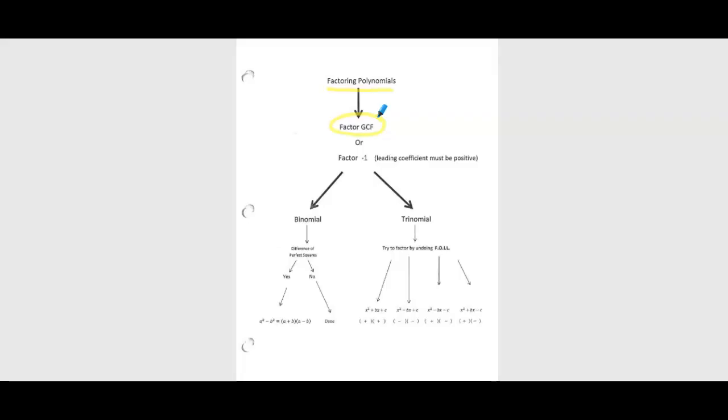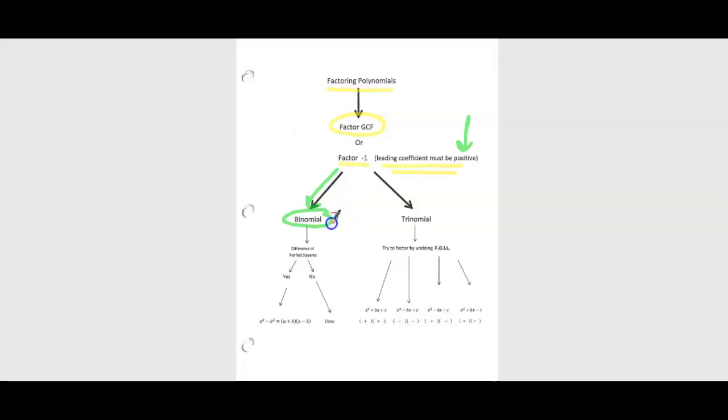If the polynomial has a greatest common factor or the leading coefficient is not positive, you have to factor out your greatest common factor, or you have to factor out a -1 because you always want your leading coefficient to be positive. So we want that first term to be positive when we factor. After you check for those two things, because this note sheet is going to check for those two things, then you ask yourself if it's a binomial.